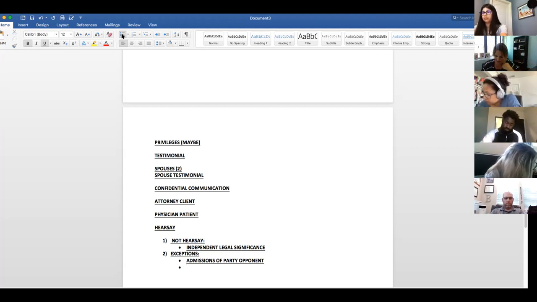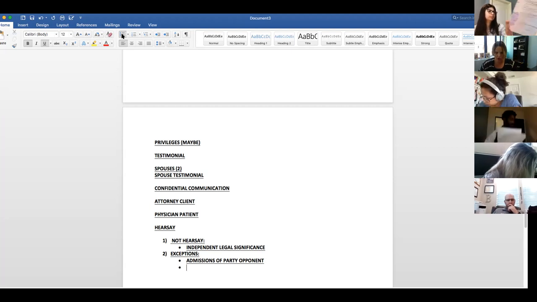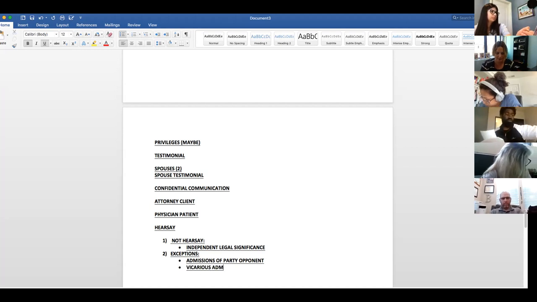A party may make an admission by expressly or impliedly adopting or acquiescing in the statement of another person. If a reasonable person would have responded and the party remains silent in the face of the accusatory statement, it may be considered an implied admission. You should know vicarious admissions. That comes up on the essays as well.